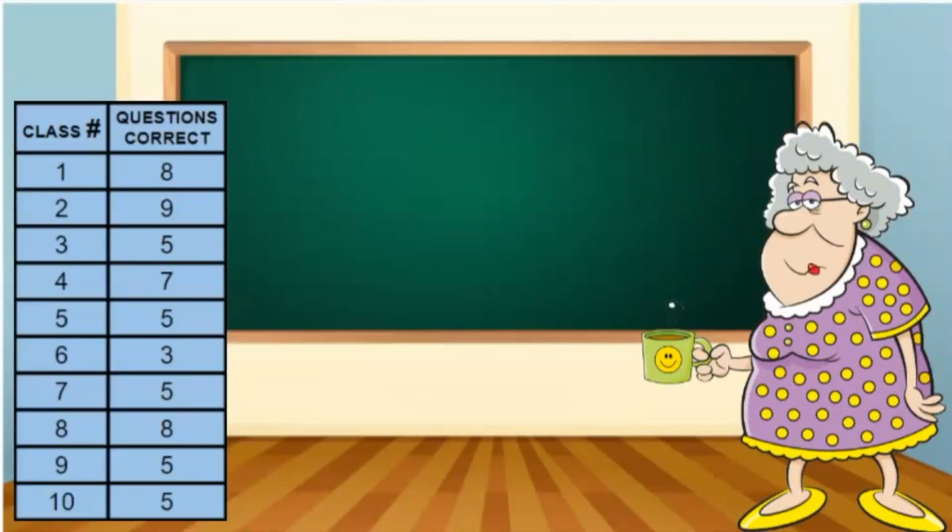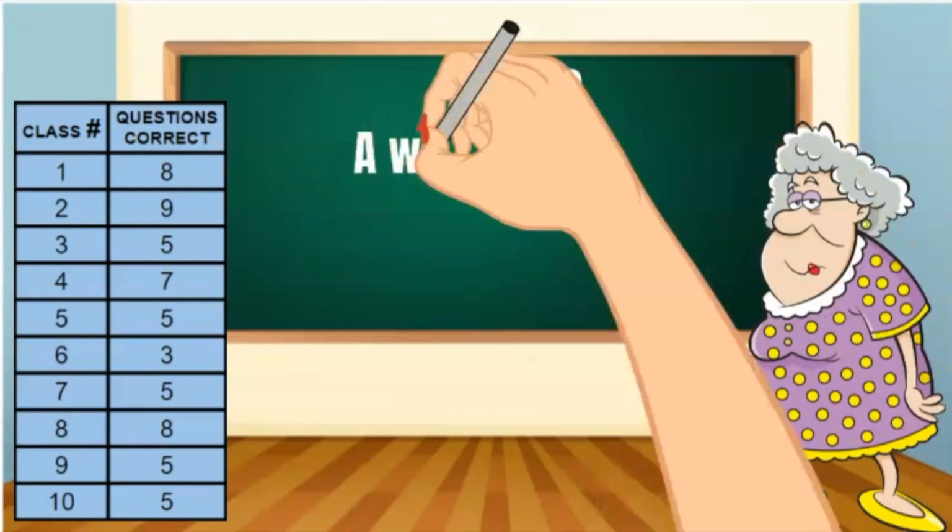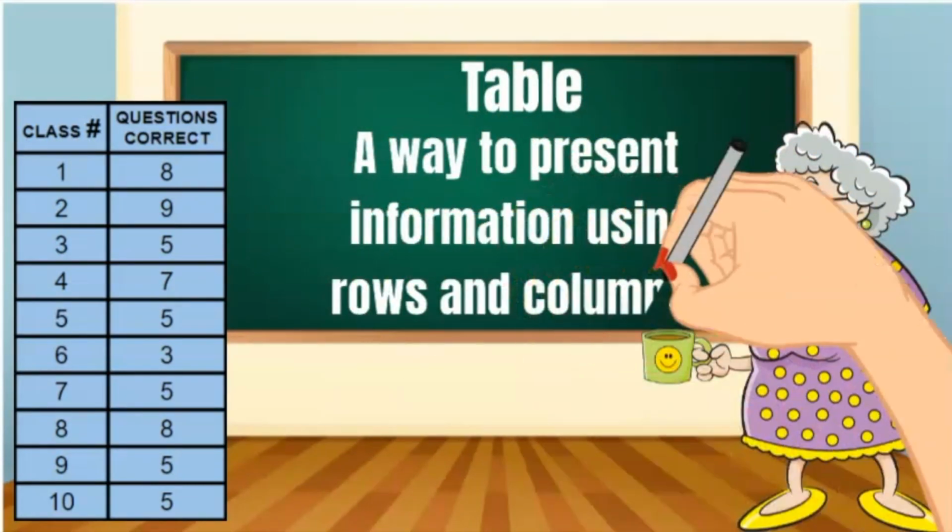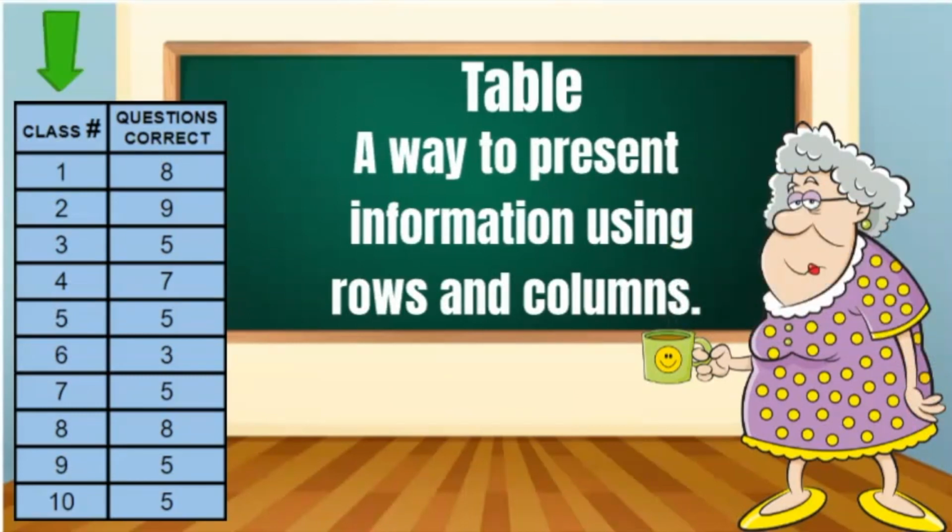I'm expecting the worst. The data for period 2 is organized in a table. A table is a way to present information using rows and columns. The columns represent the student's class number and the questions correct. The rows represent the questions correct by each student.